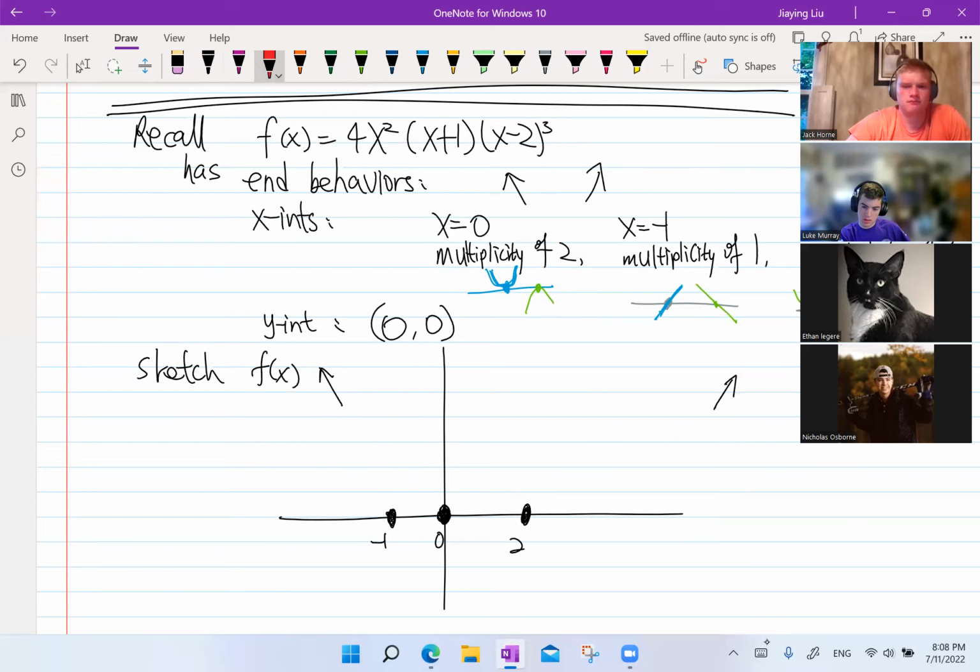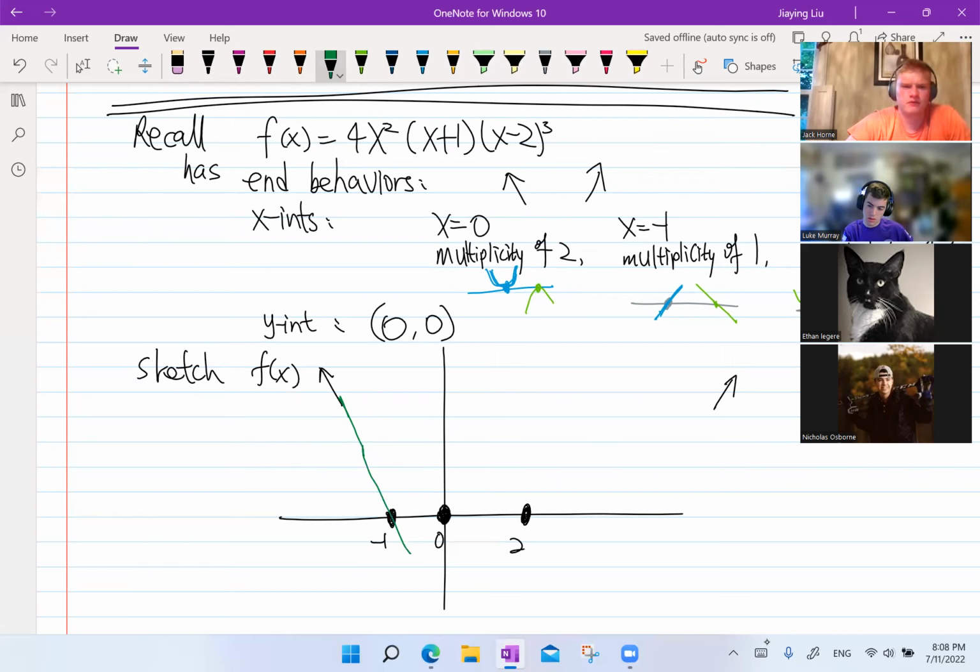Just remember the multiplicity of 1 for x equals negative 1, multiplicity of 2 for x equals 0, multiplicity of 3 for x equals 2. So if I start from the left, I know the end is going to go upwards. If I take the tail and start tracing, by the time I get close to x equals negative 1, I know it's going to cross it directly. It's not going to cross like this, because then the graph would come here and look like this. That's not a good function. So it must cross the x-axis like this.